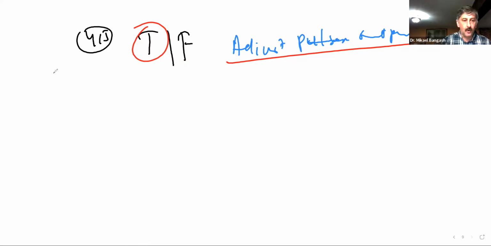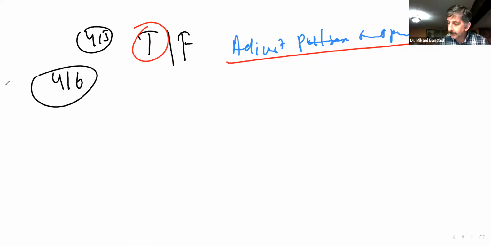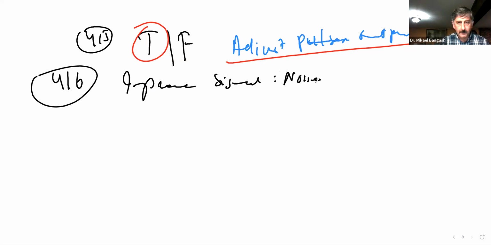Question number 416. Which of the following actions will improve the signal to noise ratio? When we say improve the signal to noise ratio, just remember that an improved signal to noise ratio is a great signal to noise ratio, meaning that it gets improved. Is that clear?